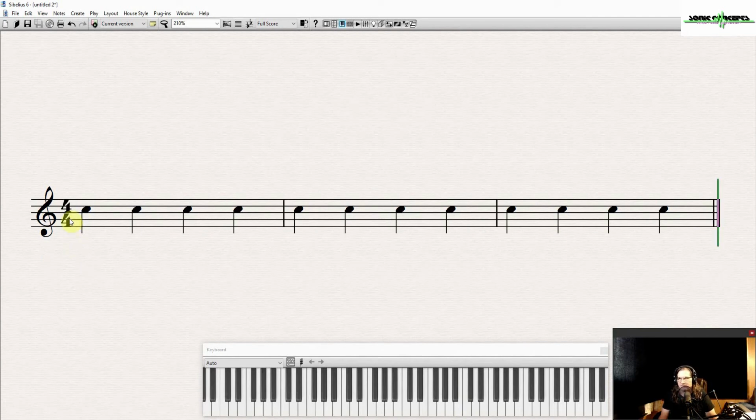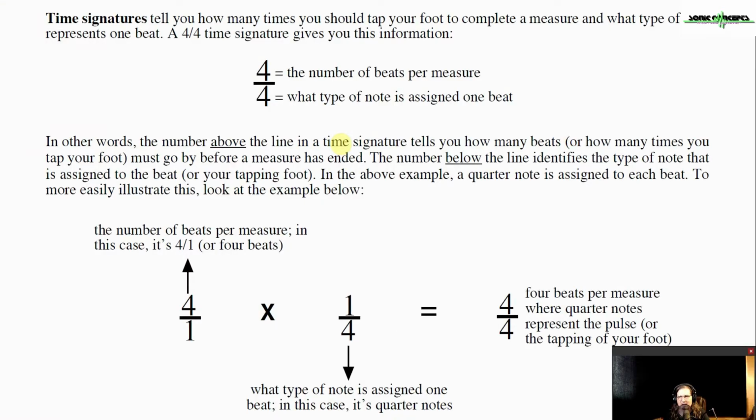A grouping of 4 beats per measure is yet another kind of dependable pattern. A 4/4 time signature, known as common time, gives you this information. The top number tells you the number of beats per measure. The bottom number tells you what type of note is assigned to one beat. In other words, the number above the line in a time signature tells you how many beats, or how many times you tap your foot, must go by before a measure has ended. The number below the line identifies the type of note that is assigned to the beat, or your tapping foot. In this example, a quarter note is assigned to each beat.